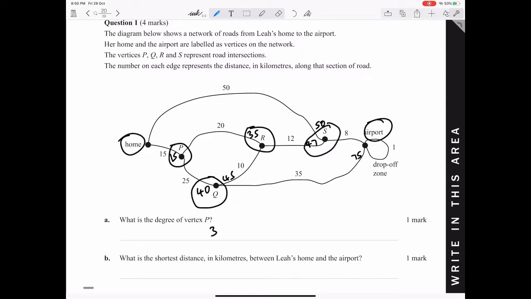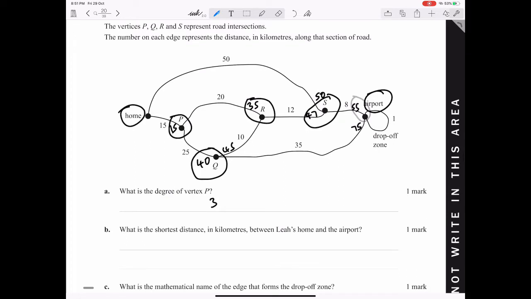47 plus 8 is 55. Our next smallest number is 55, so therefore the shortest distance from the home to the airport is 55 kilometres.